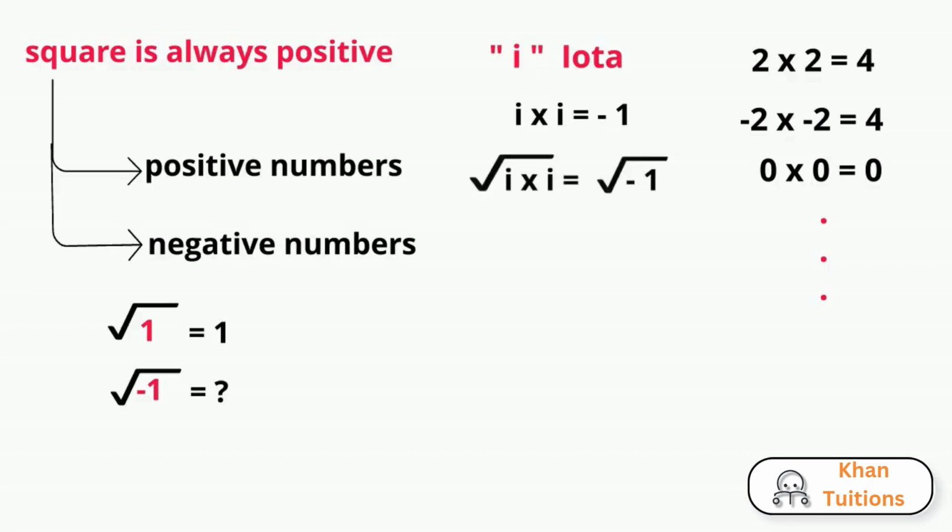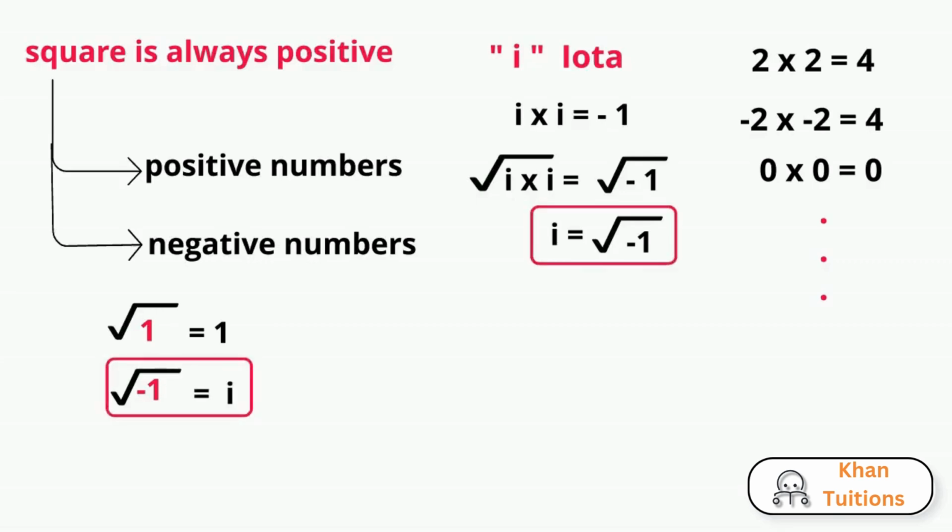By taking the square root on both sides, we get the value of i is equal to the square root of negative 1. So the square root of negative 1 is equal to i. This notation i, called iota, is the foundation for all imaginary numbers.